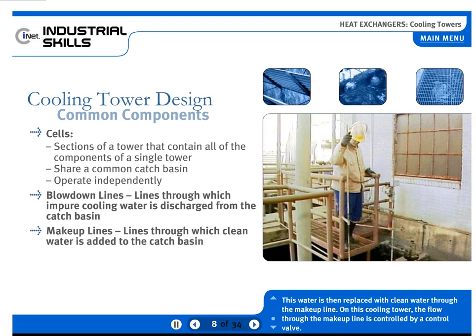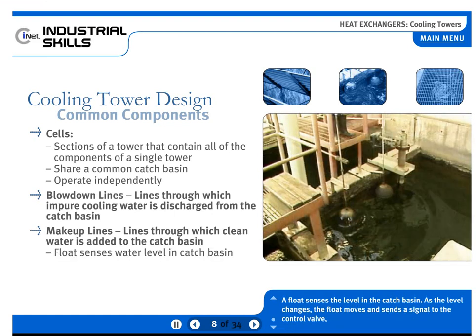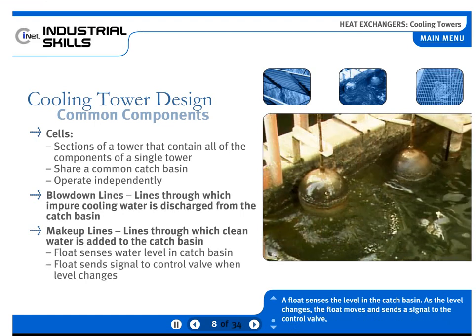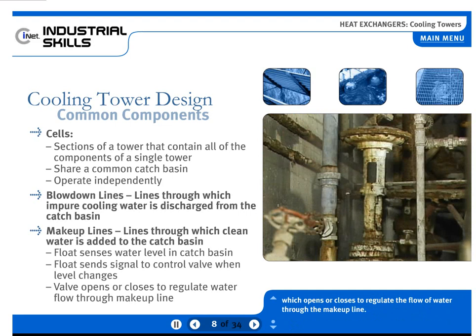On this cooling tower, the flow through the makeup line is controlled by a control valve. A float senses the level in the catch basin. As the level changes, the float moves and sends a signal to the control valve, which opens or closes to regulate the flow of water through the makeup line.